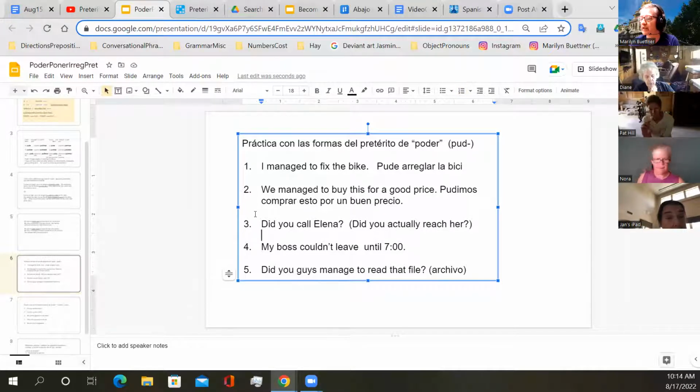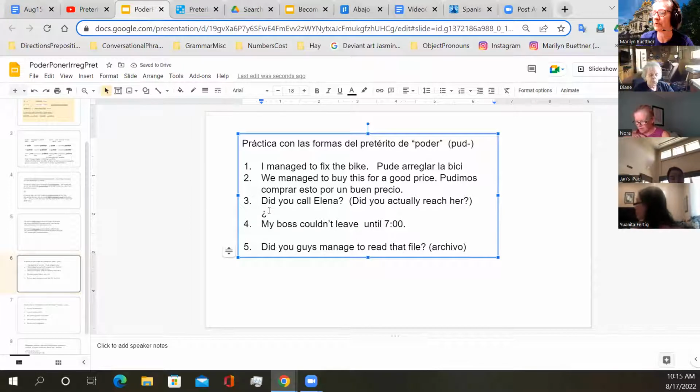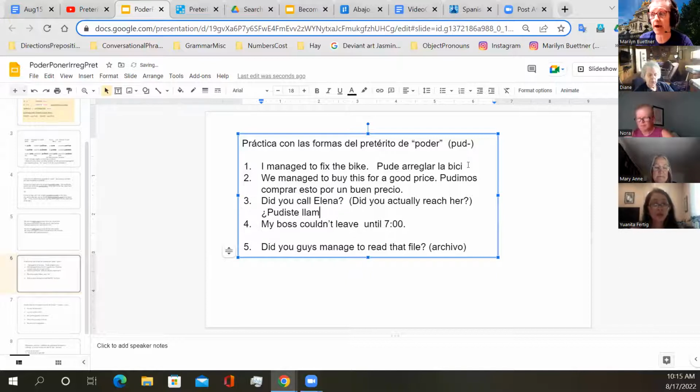And the next one we're going to take a look at is, did you call Elena? And this does not mean, did you have the ability to call Elena? Did you reach her? Did you manage to get her on the line? That's what poder means in this sentence. ¿Pudiste llamar a Elena? Pudiste llamar. ¿Pudiste llamar a Elena? A Elena. ¿Pudiste llamar a Elena? Exacto.